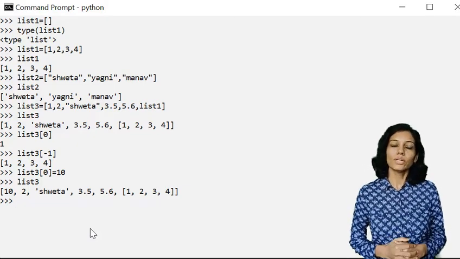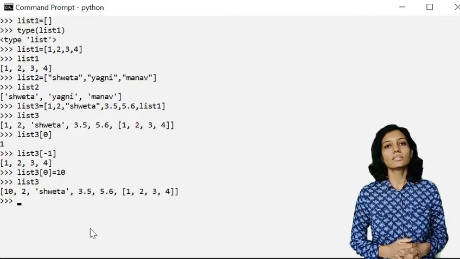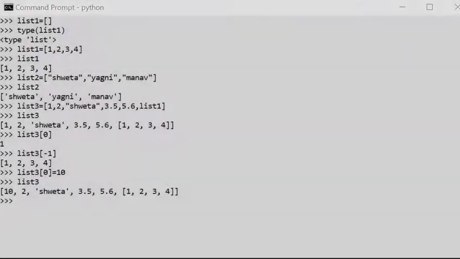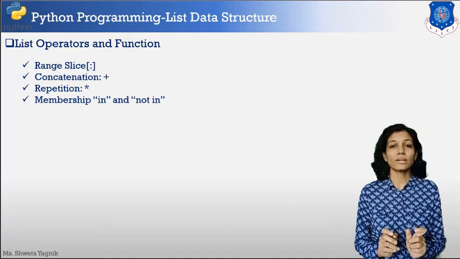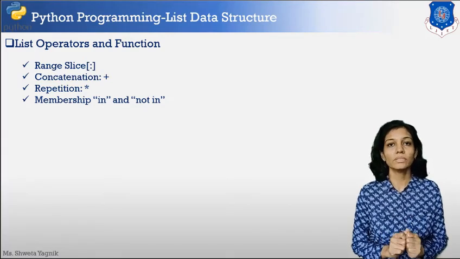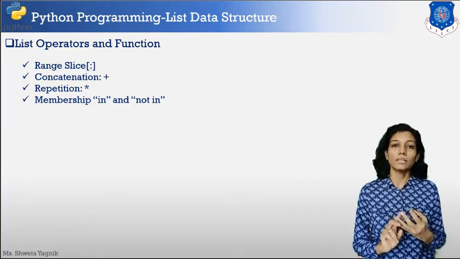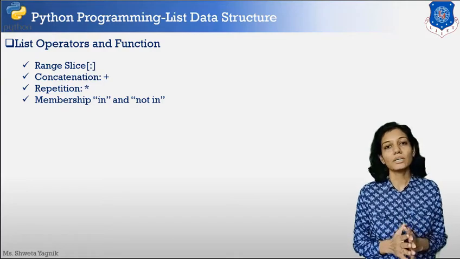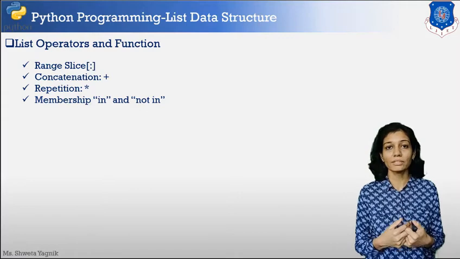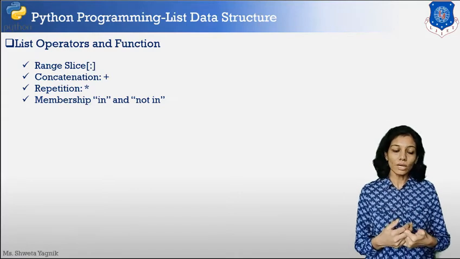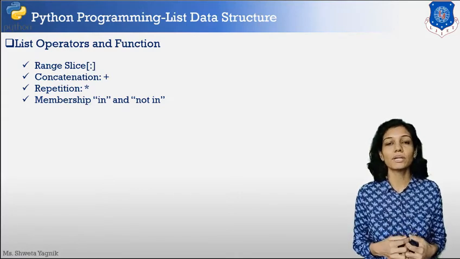So further we are going to see the various list operators and functions. Range slice is used to extract some of the elements from the list. Then we are going to see concatenation. If I want to concatenate two different lists, I can use the concatenation operator, that is plus. Then we are going to see the repetition operator, star.